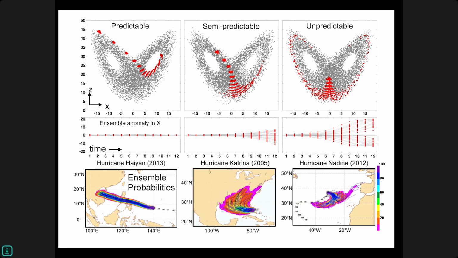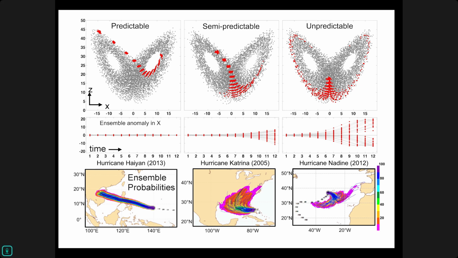What's plotted here is what's called the ensemble anomaly. It's the difference of each of these 50 members from their mean. So you take the mean of the 50 values and compute the difference of each of them from that mean. That's plotted here in terms of the x variable. So the anomaly in x remains small, so it's predictable.